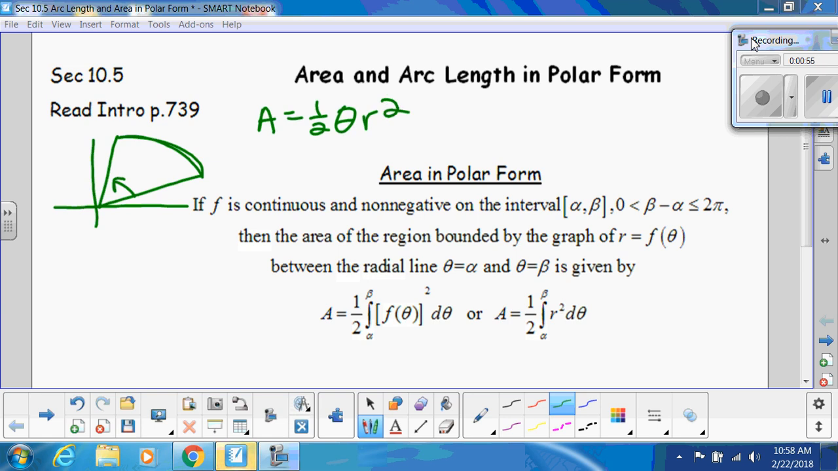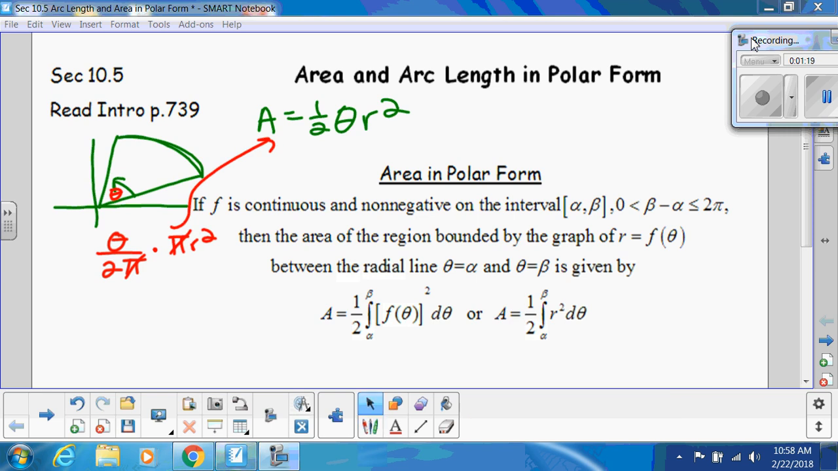All right, reminder that the reason that is, is because you have that theta, whatever that angle is, over the whole 2 pi, the whole circle, times pi r squared, right? That's how we got the area. And remember that the pi's cancel, and that's how we're getting that as our area of a sector.